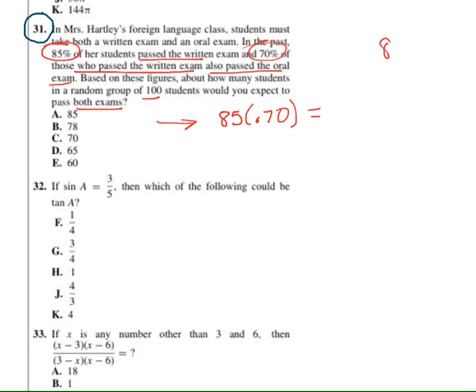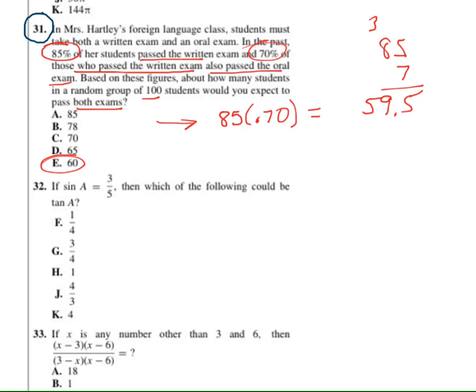So let's do it real quick. 85 times 7. 35, carry your 3, 56, 59. So 59.5, or about 60 students.